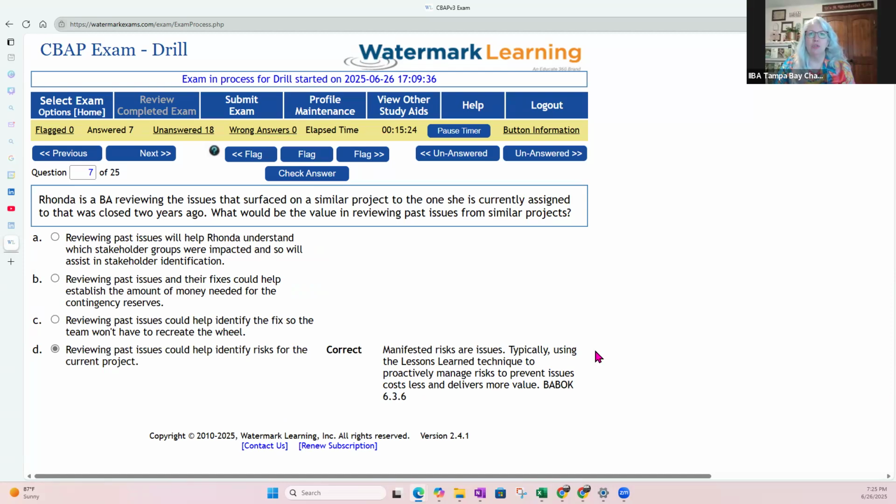Typically, using the lessons learned technique to proactively manage risks to prevent issues costs less and delivers more value. I'm sure we've said this in the past, but I'm going to say it one time. If you know it can happen, it's no longer a risk. It is now an issue. So you take it from your risk log and you put it in your issue log, because you treat them differently.